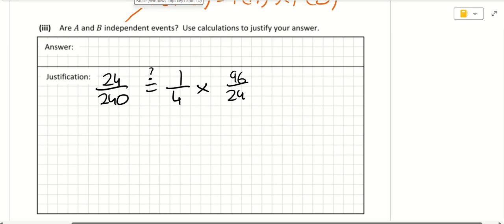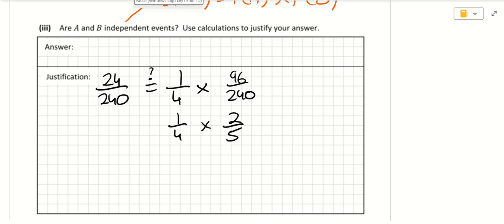96 over 240, which is actually equal to 4 over 10, which is 2 over 5. So we've got 1/4 times 2/5, and this is 1/10. Okay, is 1/10 equal to 1/4 times 2/5? Well, let's multiply it. We've got 2 over 20, which is indeed 1 over 10.